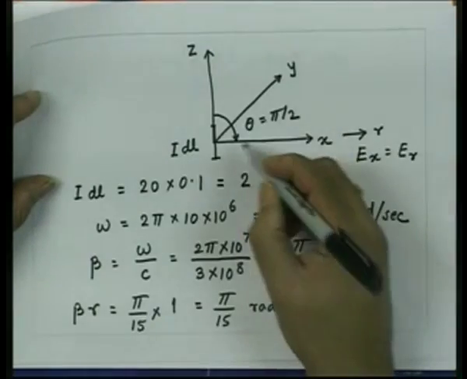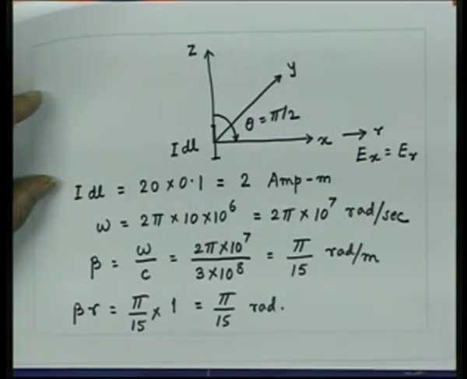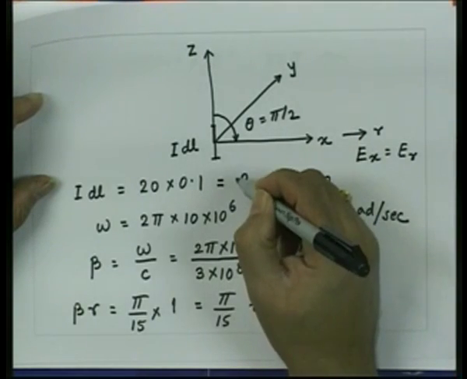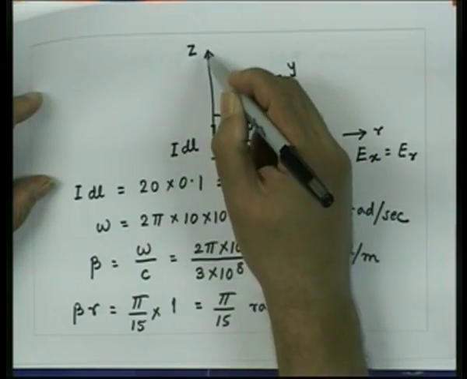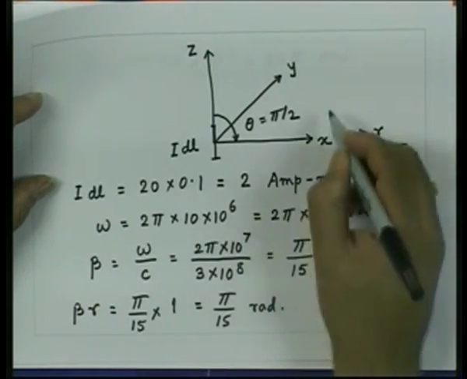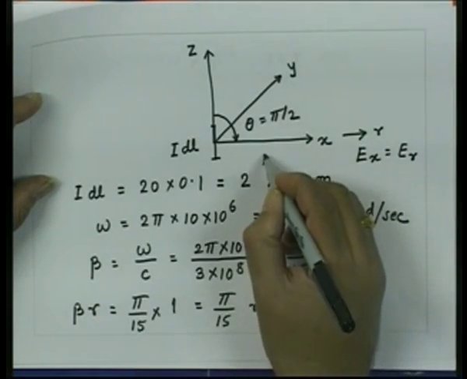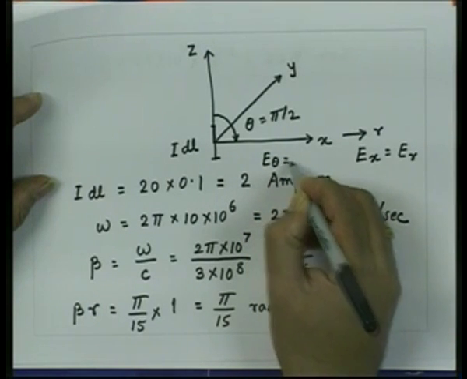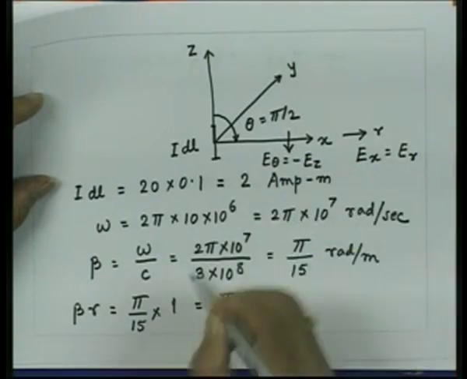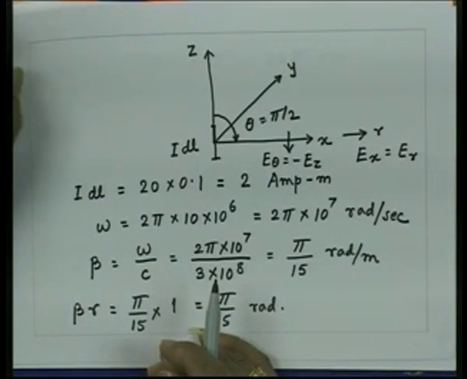The theta direction is going downward like that. So, in this case the theta component will be opposite to the z axis. So, we have from here the theta component E theta equal to minus E z. That is the way the E theta component will be oriented.